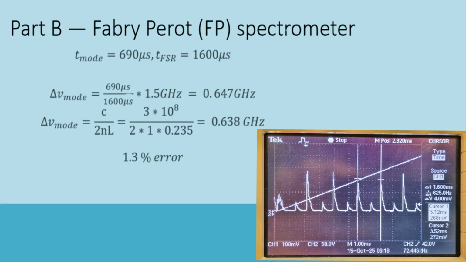In part B of the lab, we used a Fabry-Perot spectrometer to observe the longitudinal modes of the helium-neon laser. We measured the time space between major fringe groups, and our observed value resulted in a 1.3% error compared to the theoretical value.